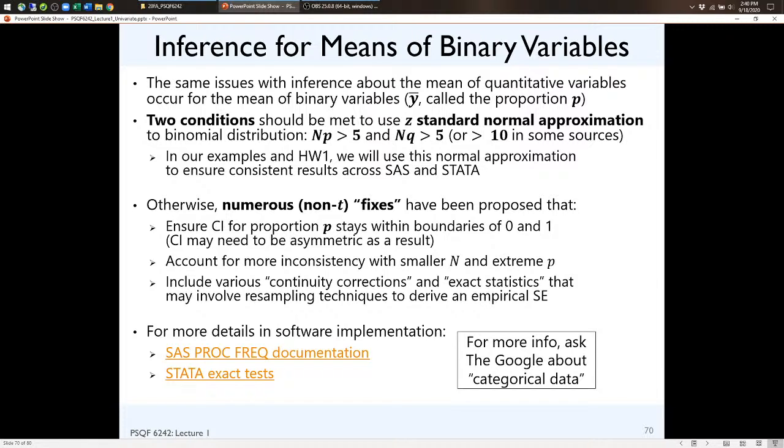These involve things like continuity corrections and exact statistics. These use resampling techniques to be able to empirically derive what the standard error would be rather than using a normal approximation to give it to you. I've given you some links to some additional documentation on these issues, and if you're interested more generally, I would look up categorical data on Google. I've given a few of you a reference to the Agresti classic categorical data book. That would be a good source to look at some of these issues, and I'm sure there's even more recent work that's been done on this problem as well.